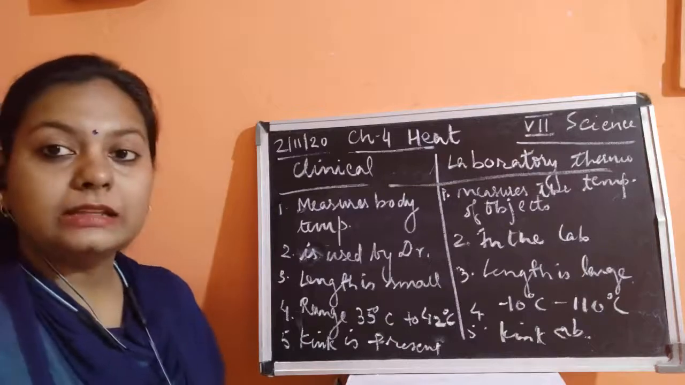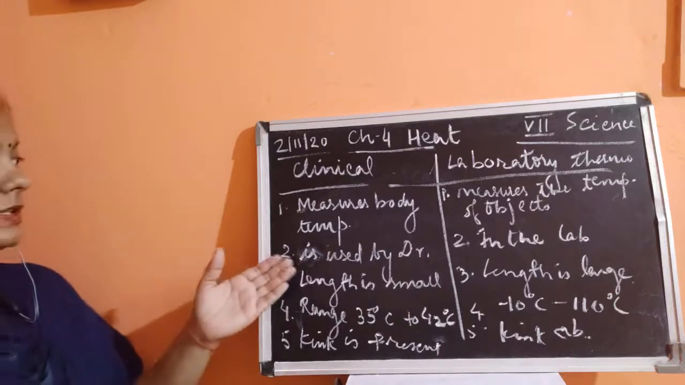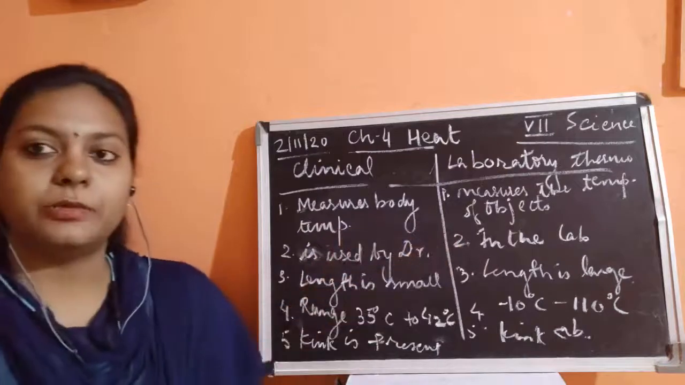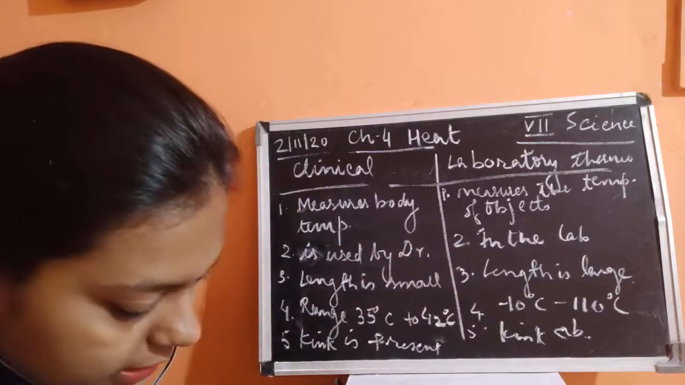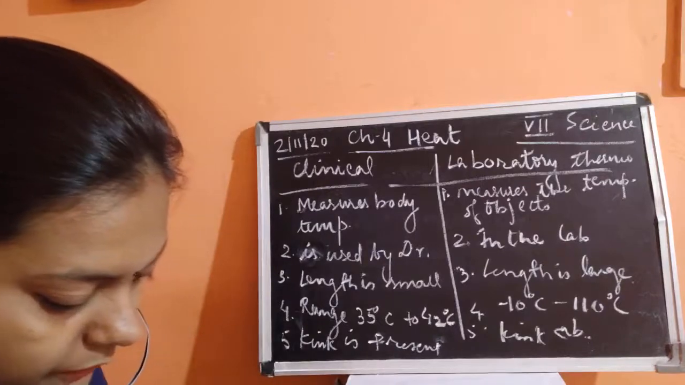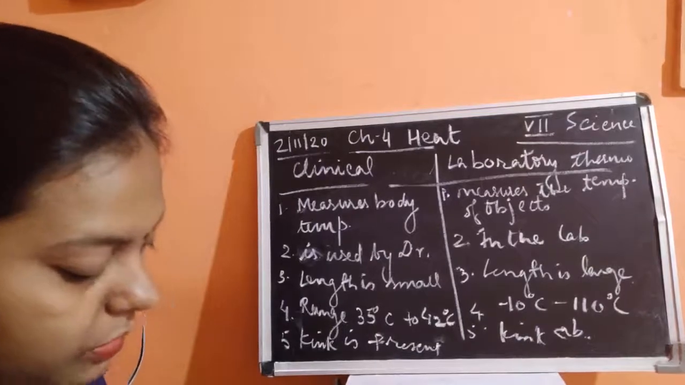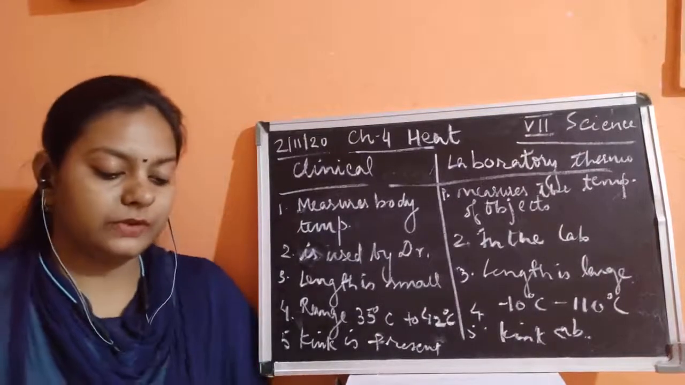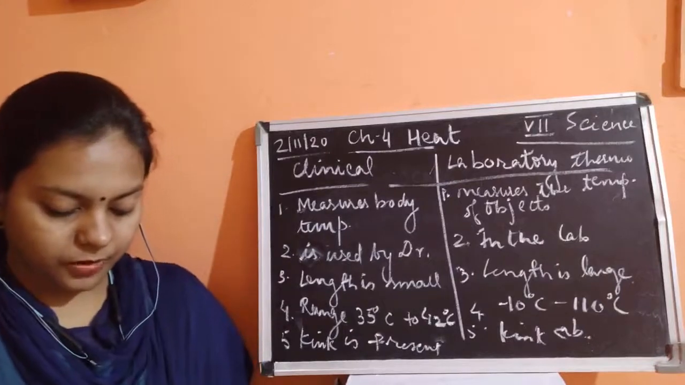Okay. And if we talk about the length of the object, this one is smaller as compared to the laboratory thermometer. Okay. Then after that, we need to study activity number 4.4. We'll be discussing it, because we have to discuss the activities also. So I'll be telling you about the activity number 4.4.